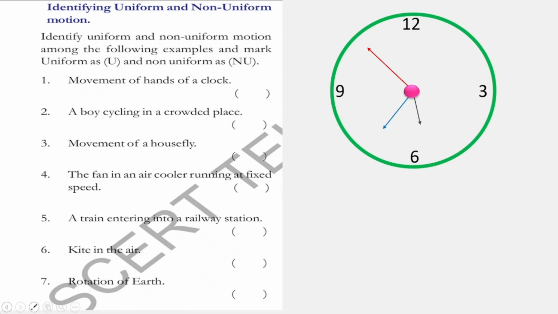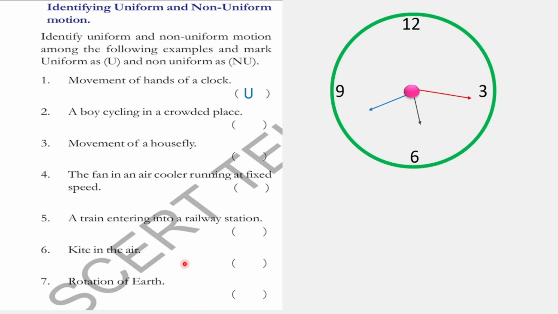Identifying uniform and non-uniform motion. When it is a uniform motion, we represent it with U, and when it is a non-uniform motion, we represent it with NU. First one, movement of the hands of a clock. If you observe the movements of the hands of the clock, they all go at a particular time. The seconds hand takes only 60 seconds for 1 minute. So every time it takes the same time. So it is a uniform motion.